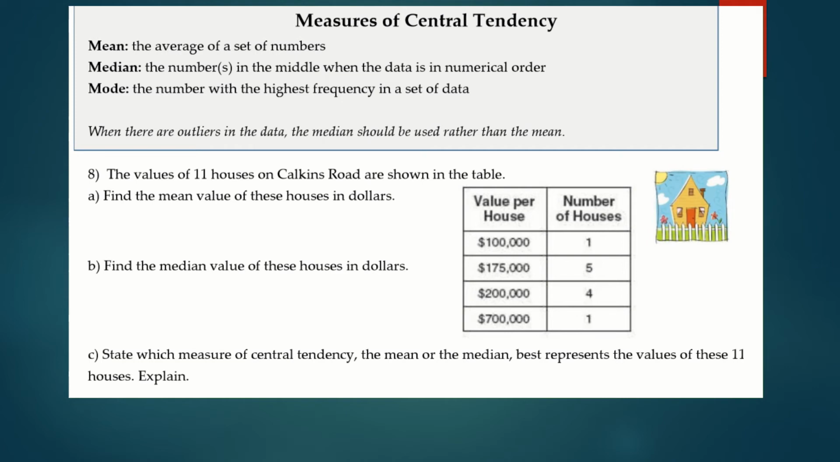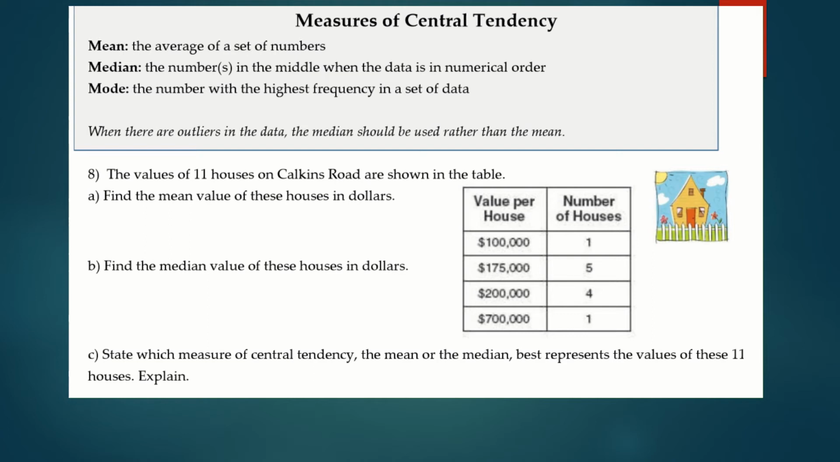So the mean is the average of a set of numbers. Remember, average is you add all the numbers together and you divide by the total number that you have. Median is the number in the middle when the data is in numerical order. Typically, if you have an odd number of data, then there should be one number in the middle. However, if you have an even number of data, then you're going to have to do some averaging between the middle two numbers. Last but not least, mode. Mode is the number with the highest frequency in a set of data. So which number do you see most often?